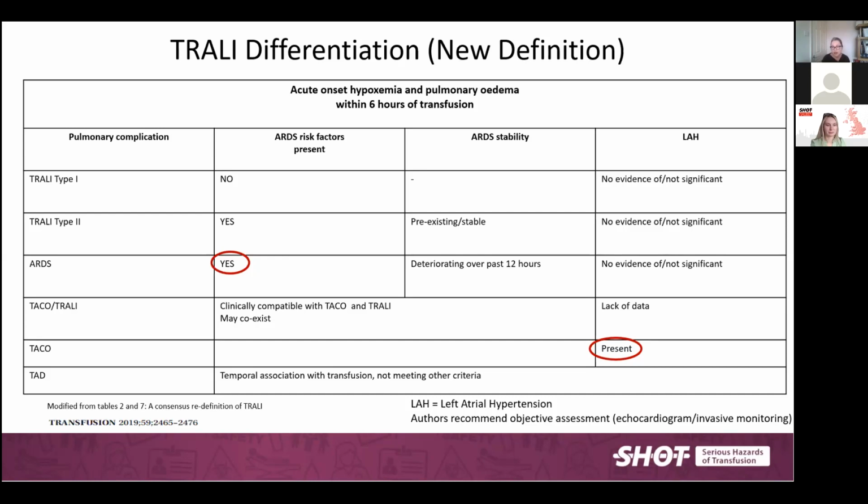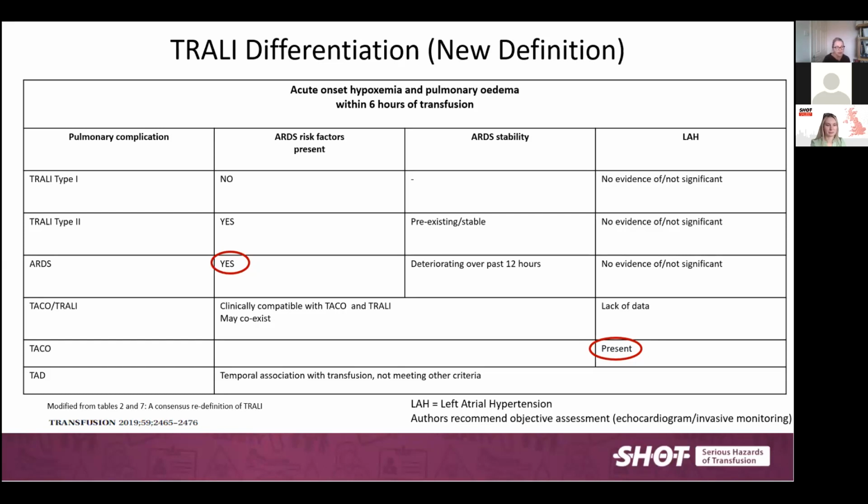And importantly, there is no evidence of left atrial hypertension, so we're not looking at the overloaded patient that probably has TACO. Or the type 2 TRALI, where the patient does have risk factors already present for ARDS, but they were pre-existing and they were stable. And again, no evidence of LAH. And those patients that were categorised as having ARDS, in effect, were deteriorating over the last 12 hours. So this doesn't favour TRALI because they were already deteriorating. So it's probably ARDS for a non-transfusion underlying reason.